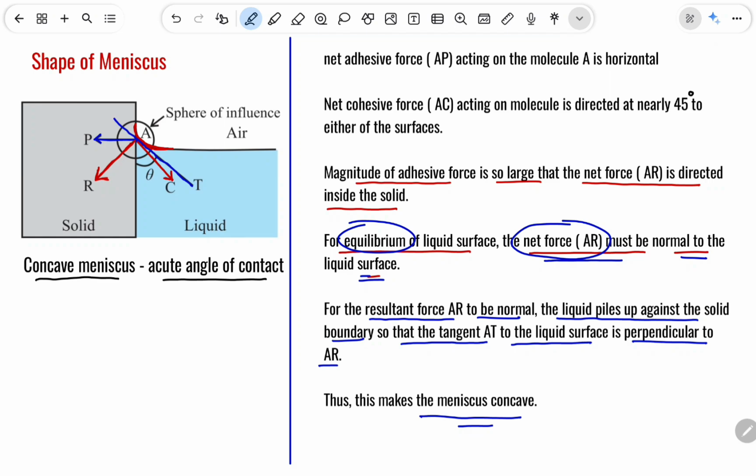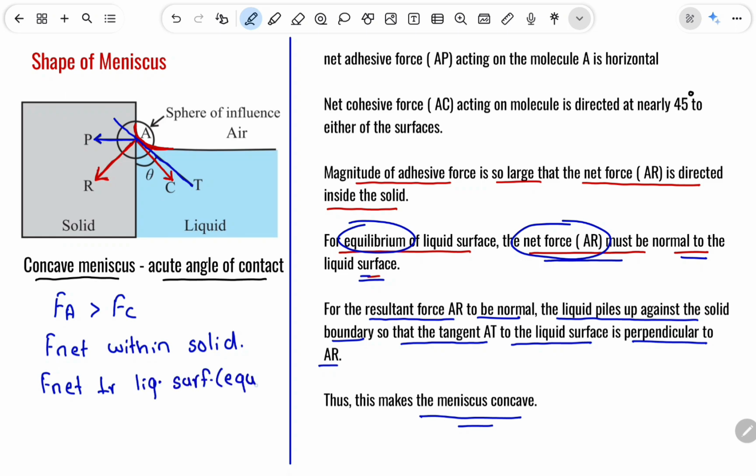So the final points that we need to remember for formation of concave meniscus are that your adhesive force should be greater than your cohesive force. The net force must be within the solid, and the net force must be perpendicular to the liquid surface for equilibrium. And for this to happen, the liquid piles up against the solid to form concave meniscus.